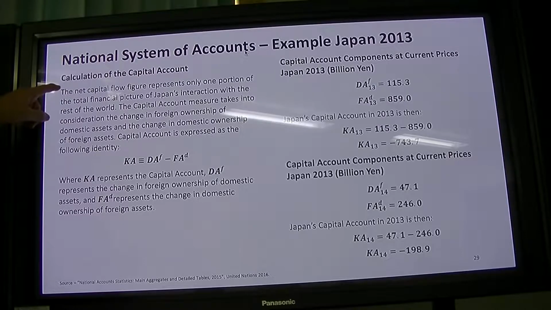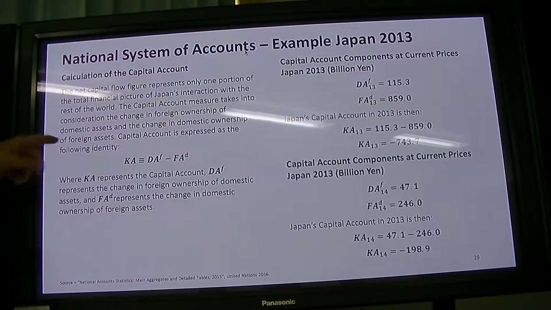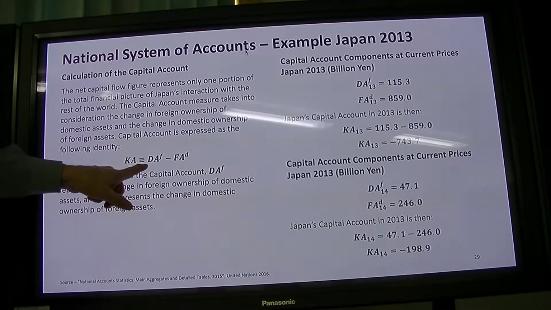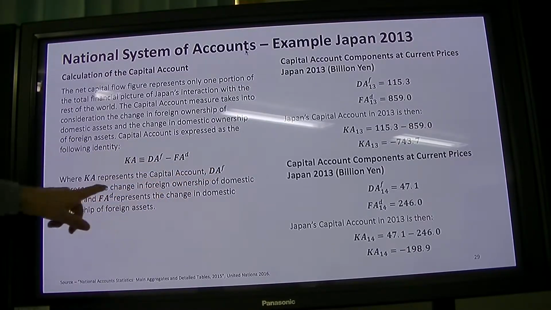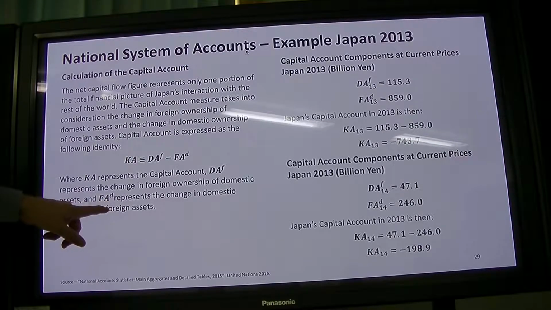And so the capital account is the third one. It takes into consideration the change in foreign ownership of domestic assets and the change in domestic ownership of foreign assets. So these are the change in assets that are held by foreign entities in Japan and by Japanese entities abroad, and that's also an identity. DAF is the change in foreign ownership of domestic assets, and FAD represents the change in domestic ownership of foreign assets.